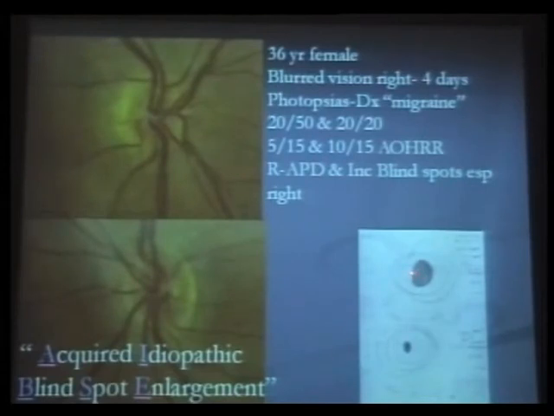She was 20/50 in that eye and had a relative APD, and her visual field showed this enormously enlarged blind spot in that eye, and questionably enlarged in the other eye. And her retina here did not mirror this visual field change, and she had acquired idiopathic blind spot enlargement, or AIBSE.